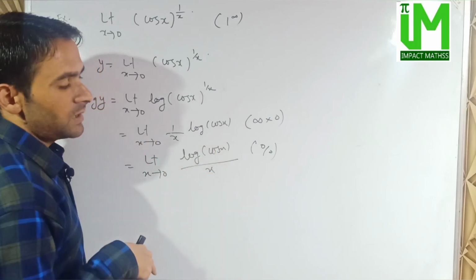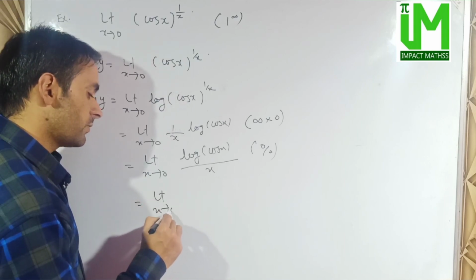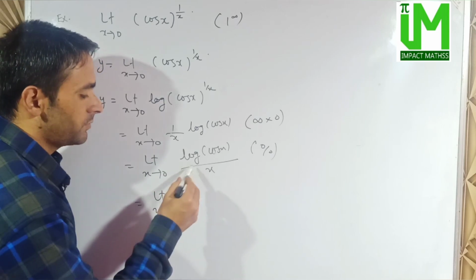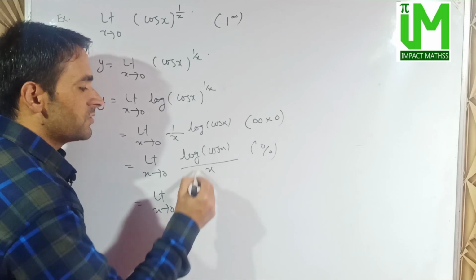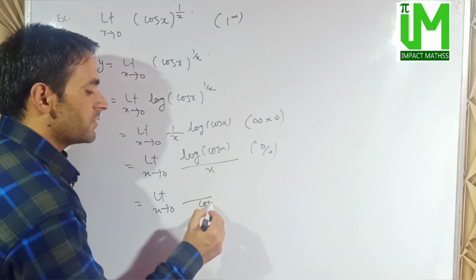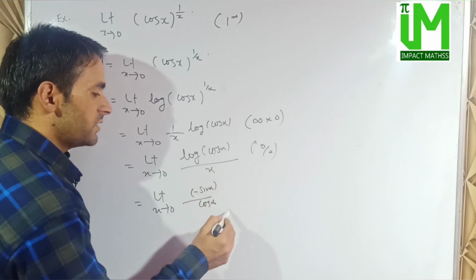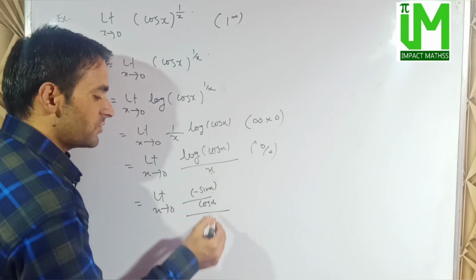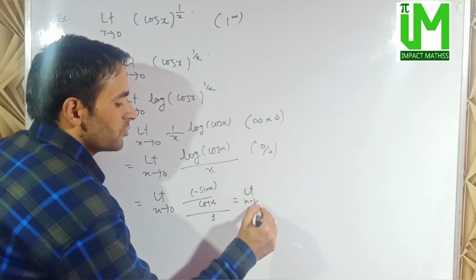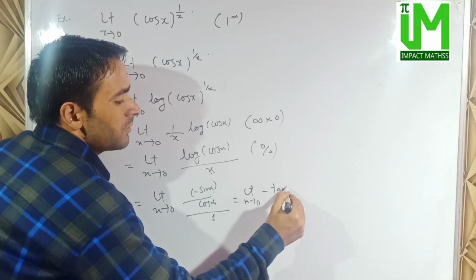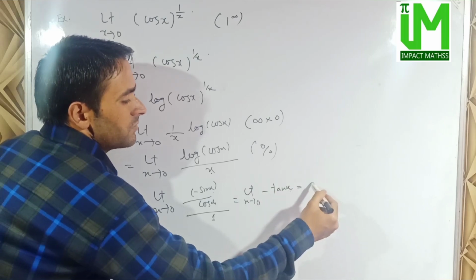So that means we can apply L'Hopital rule, and in L'Hopital rule we take the differentiation of the numerator and the differentiation of the denominator. So the differentiation of log of cos x will be 1 upon cos of x, then the internal differentiation of cos of x will be minus sin of x, divided by the differentiation of x, which is 1. So this is limit x approaches to 0 of minus tan of x, which will be minus tan of 0, so this will be 0.